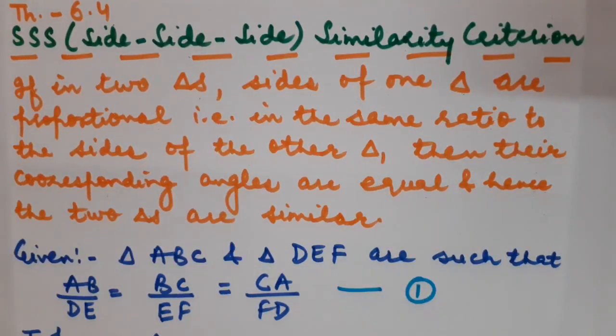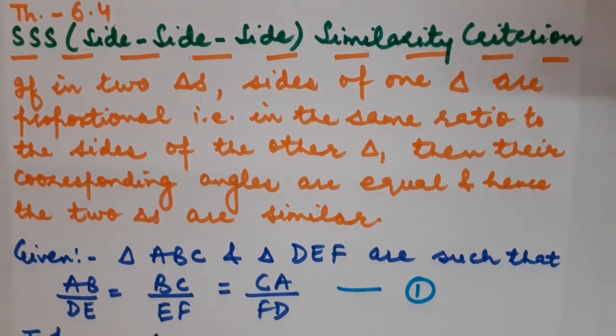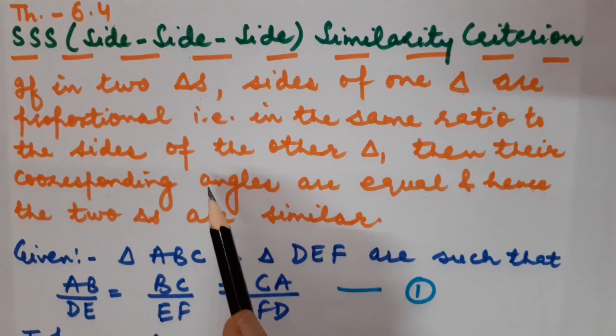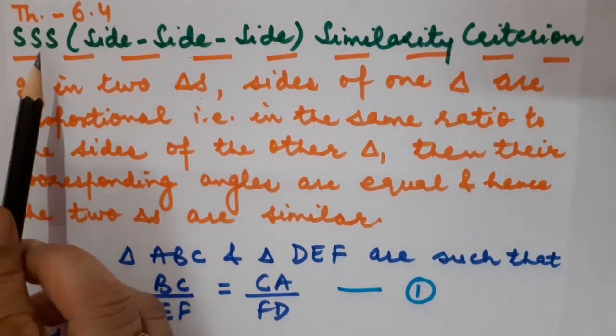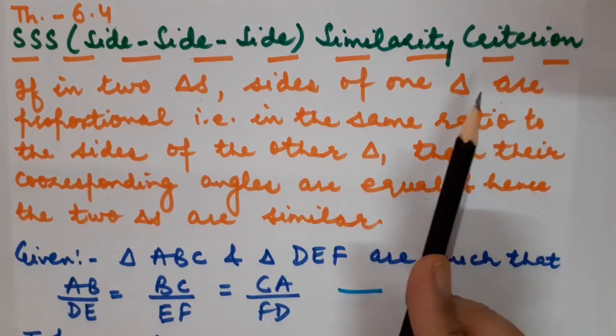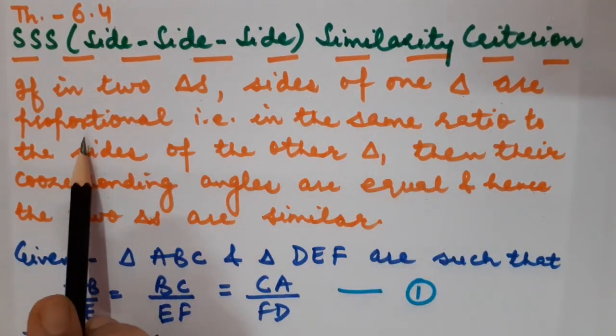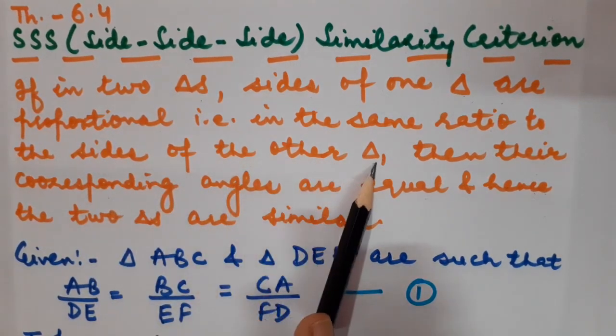So children, in previous criteria, that was triple A, we had been given corresponding angles equal, and we were going to prove that the corresponding sides are in proportion. But here, as the name suggests, that triple S means the sides of the triangle, of first triangle, they are in the same proportion with the corresponding sides of the other triangle.